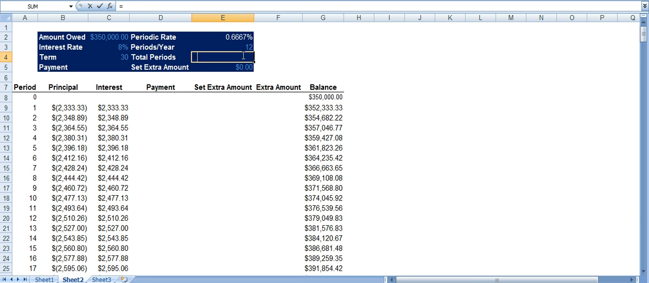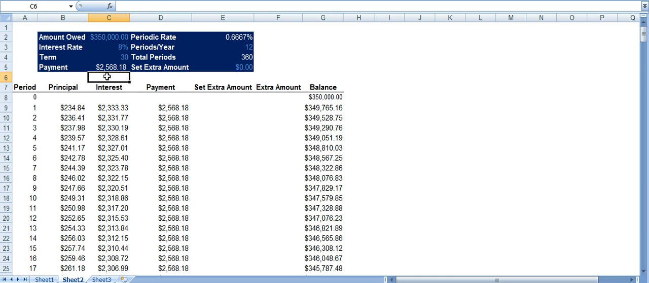And then we need to know the total number of periods, so we take the life of the loan times the periods a year, and that gives us the periods. And now we need to know the payment, so we use the payment function, and we use the periodic interest, the number of periods, and we put in the amount owed as a negative so that our result will be positive.